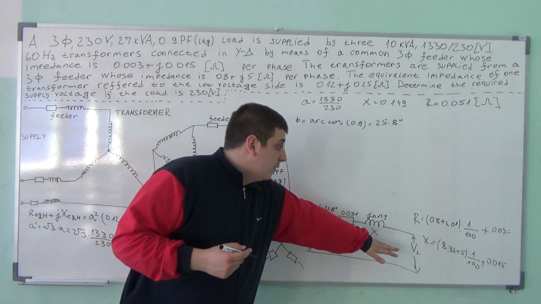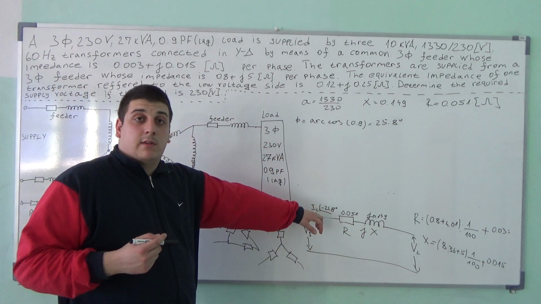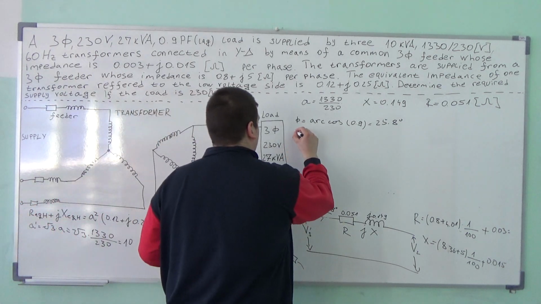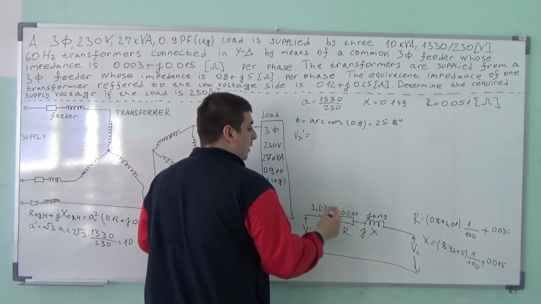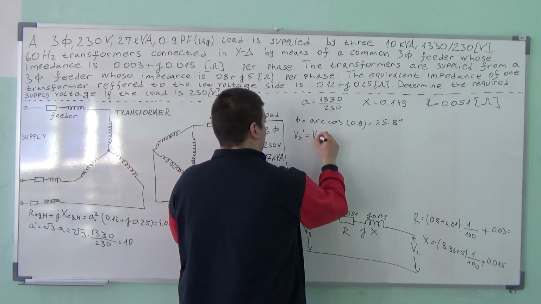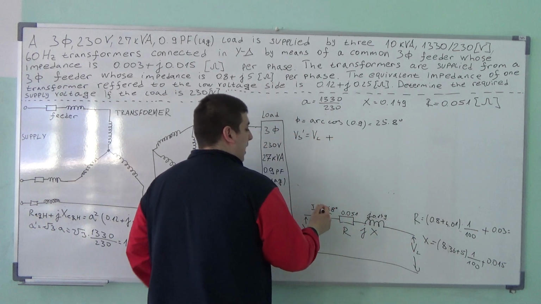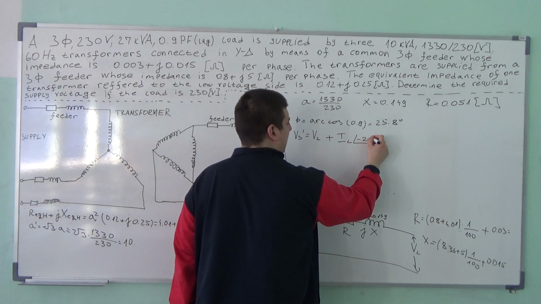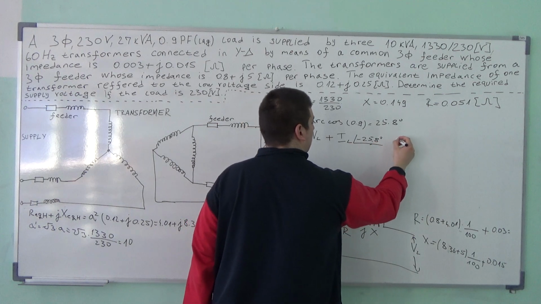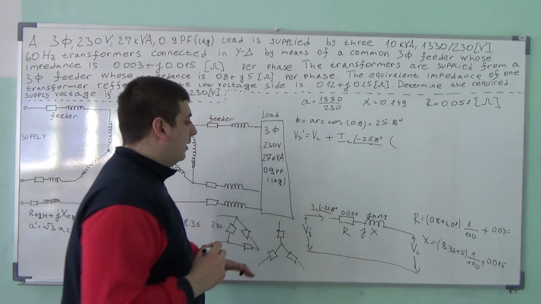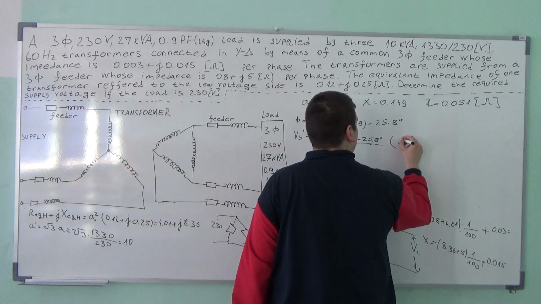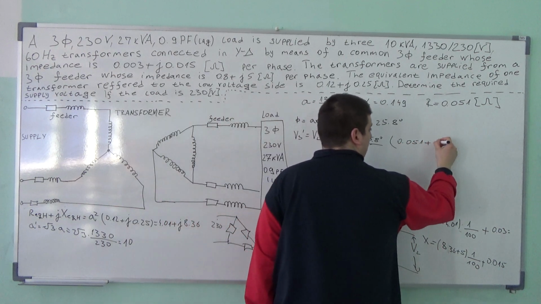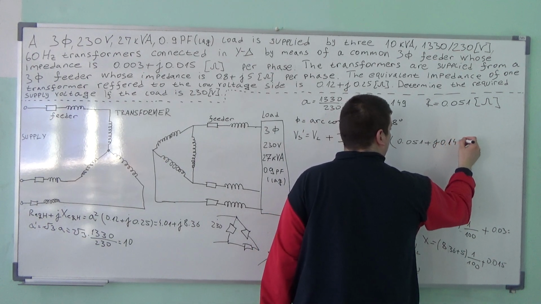Now we have VL, we have all this impedance, we know the current, and we can easily calculate VS. By second Kirchhoff's law, you get that VS is equal to VL plus IL with minus 25.8 degrees times 0.051 plus J 0.149.